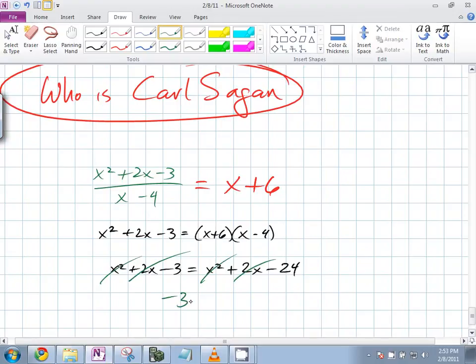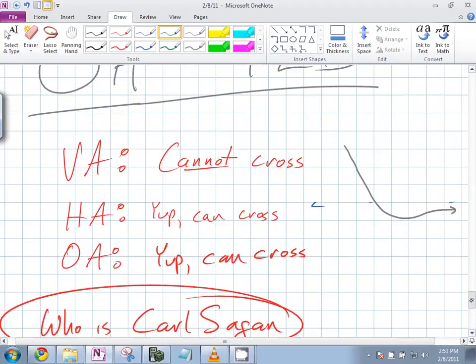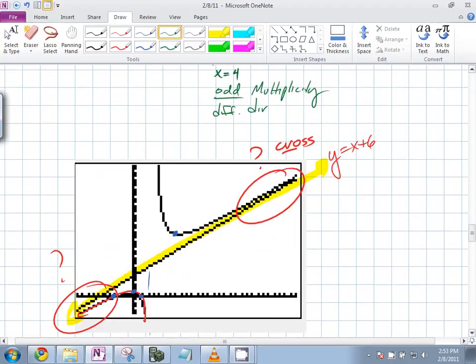Negative 3 is equal to negative 24. What does that mean? Frowny face. Assuming you didn't make a math mistake, what does that mean? The function doesn't intersect. It does not intersect. This tells us that you cannot cross. It means that the function never crosses y equals x plus 6. So, we now know, does it cross? No.